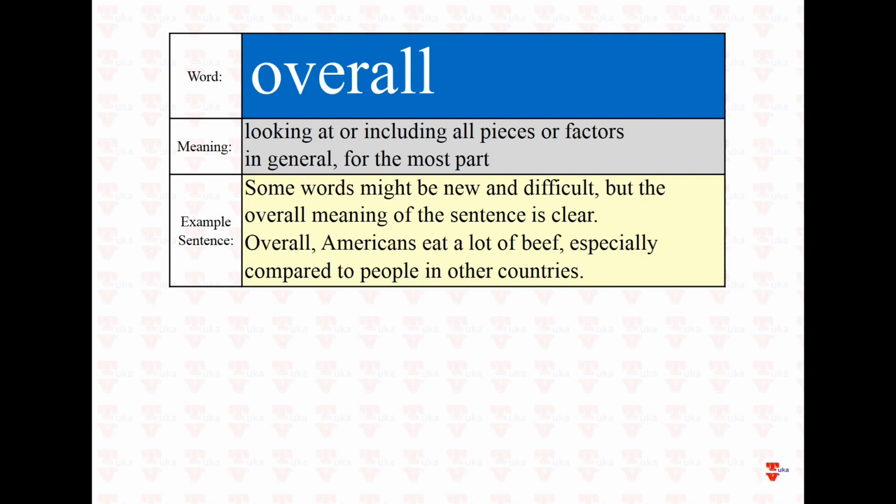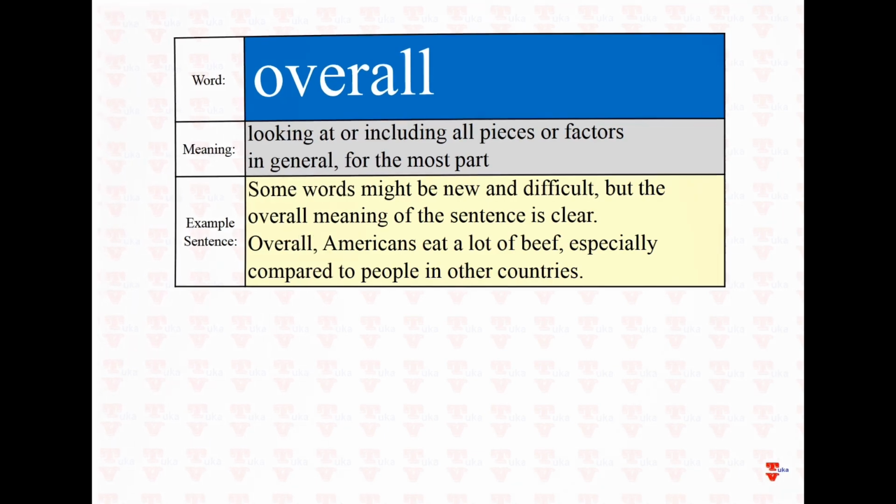Overall. Looking at or including all pieces or factors in general, for the most part. Some words might be new and difficult, but the overall meaning of the sentence is clear. Overall, Americans eat a lot of beef, especially compared to people in other countries.